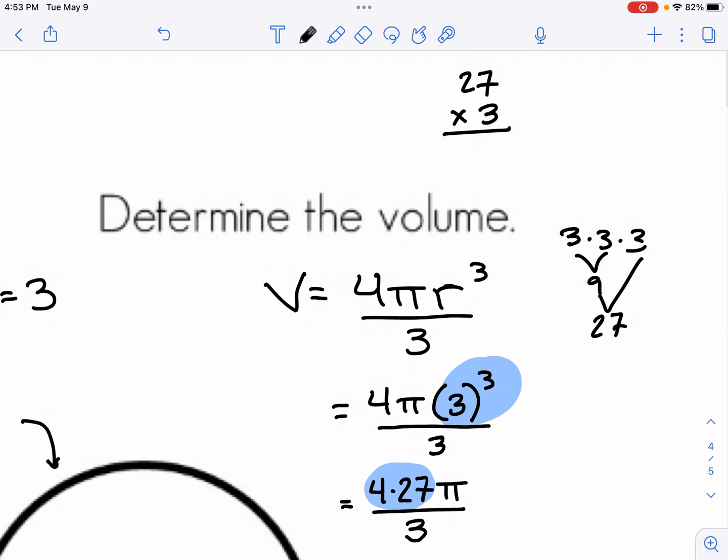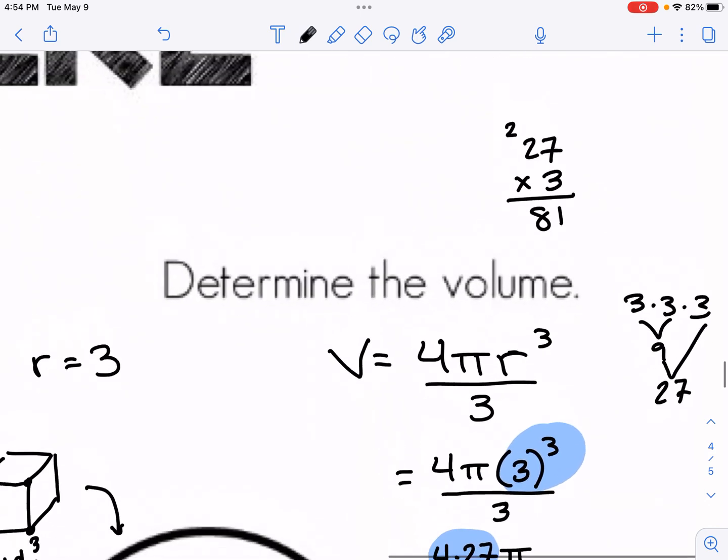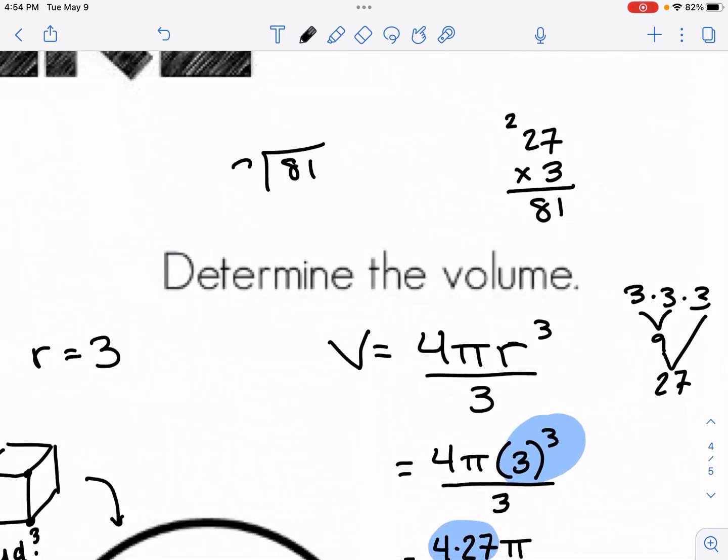7 times 3 is 21, so put the 1 here for the ones place, and then 2 here for the tens place. 3 times 2 is 6, plus 2 is 8, so this is 81 pi divided by 3. And you can figure this out: 81 divided by 3, 3 can go into 8 twice, that's 6. 8 minus 6 has a remainder of 2, bring down this 1.